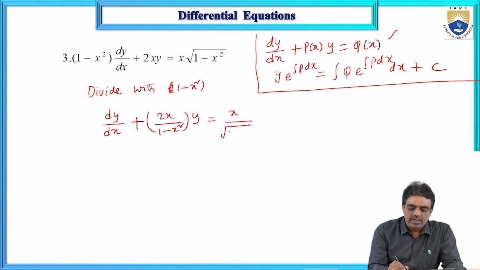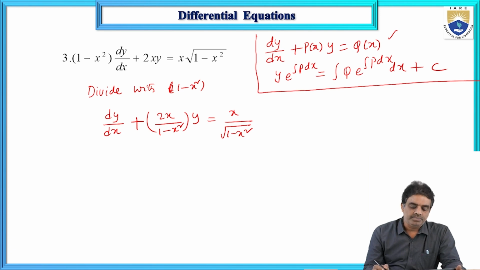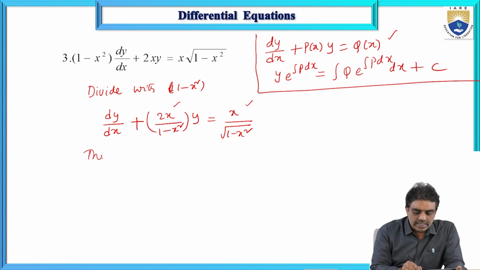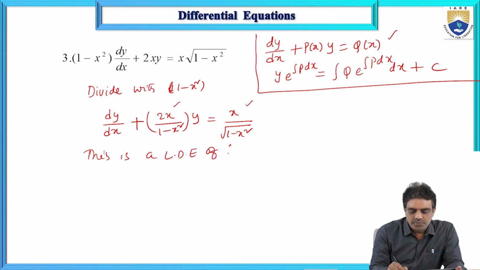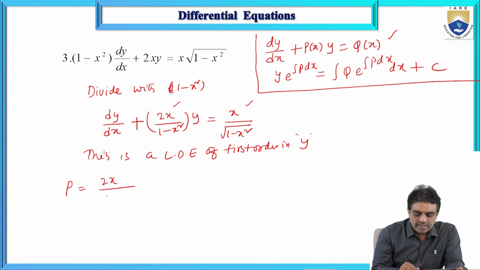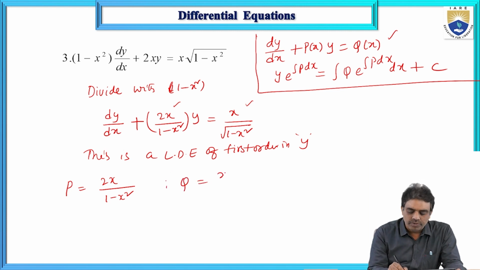What we will get? On cancelling, we will get root 1 minus x square in the denominator. So clearly this is looking like dy by dx plus p of x y is equal to q of x. So this is a linear differential equation of first order in y. Here what is p? This is the coefficient of y, that is 2x by 1 minus x square is p. And what is q? q is equal to x by square root of 1 minus x square.